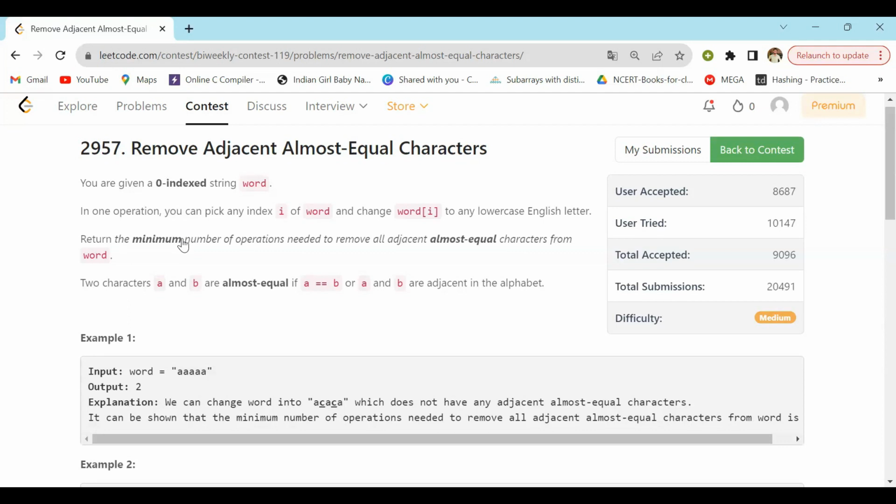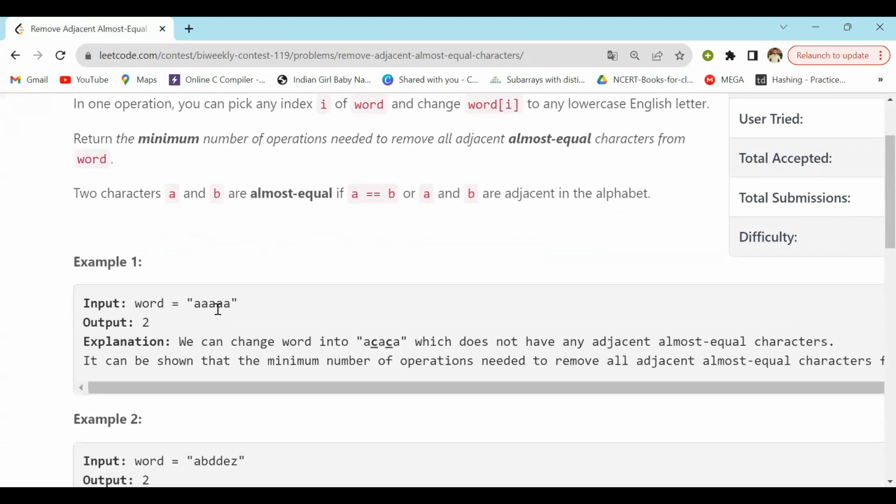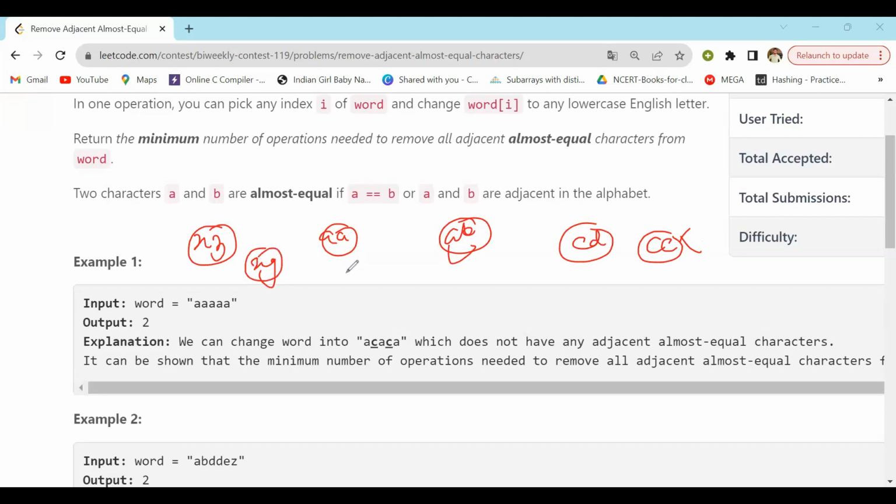By adjacent we mean, see, let's say A and A. These are two equal characters, right? So they are almost equal. If you say A B, they are also almost equal. Why? Because the gap is one, like they should be adjacent. Like C D, they are almost equal. C E, they are not almost equal. Why? Because C and E have some gap. X Z, they are not almost equal. X Y, they are almost equal. D D, they are almost equal. Two characters are almost equal when either they are the same or they are adjacent.